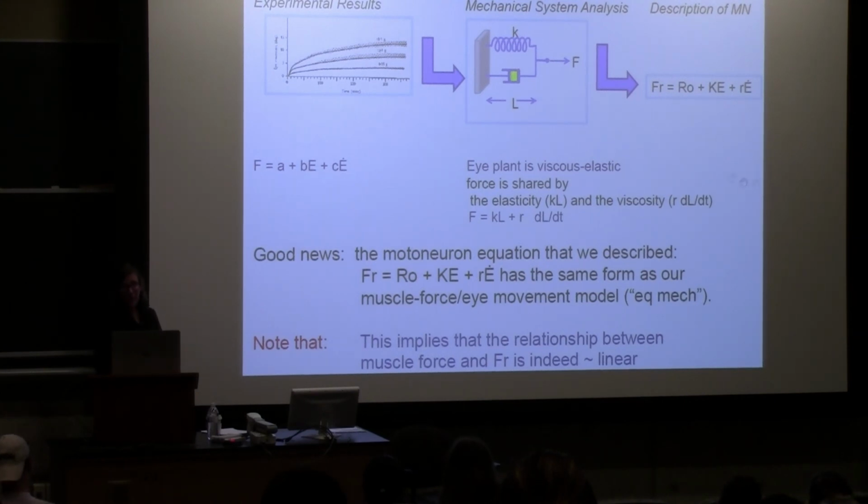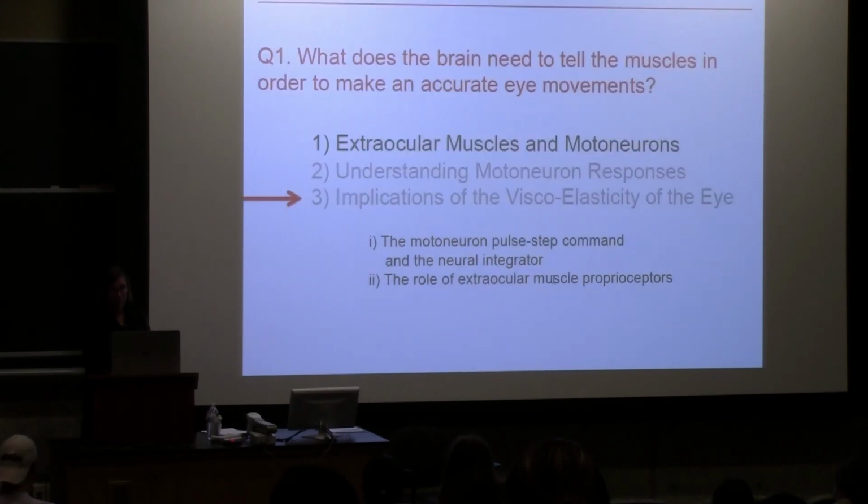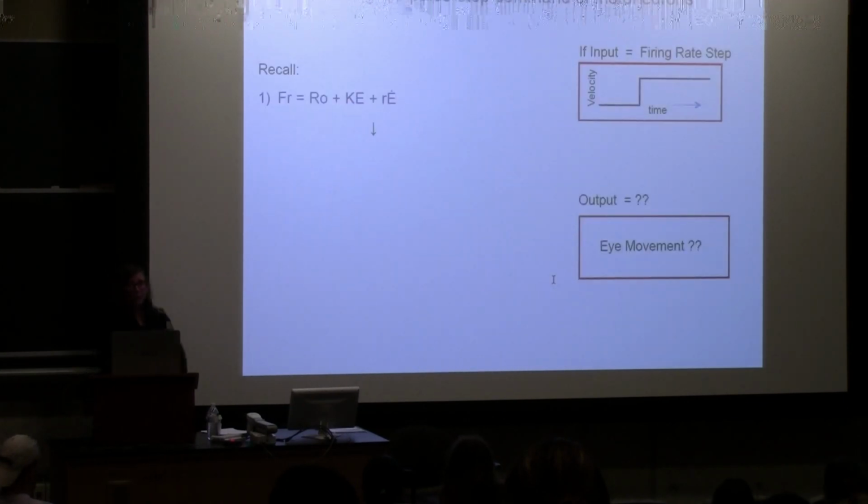Okay. And the fact that the motor neuron relationship that we just looked at is pretty much the same form as the muscle force equation that he came up with looking at people implies that the relationship between firing rate and muscle force is basically a linear relationship, okay? Because he was measuring muscle force in people and we're measuring firing rate in monkeys, right? So there's a little bit of a gap between those two. That relationship didn't need to be linear. Okay, so what are the implications of that?